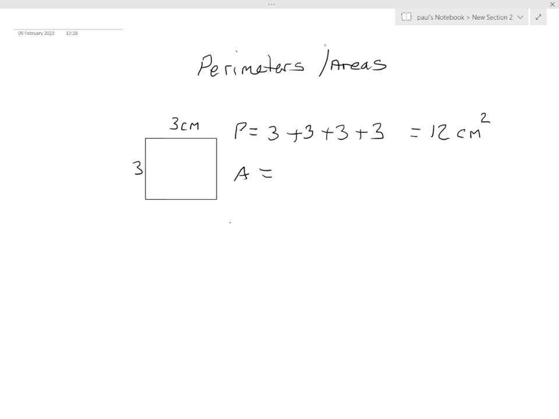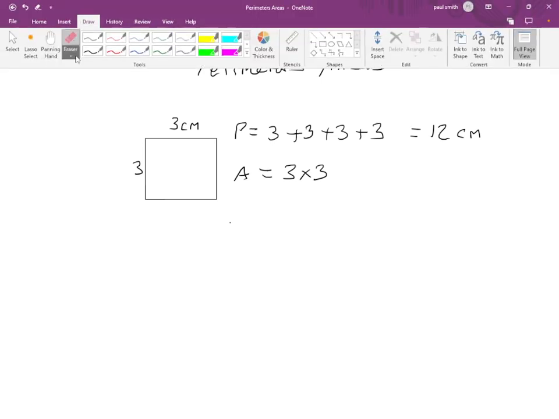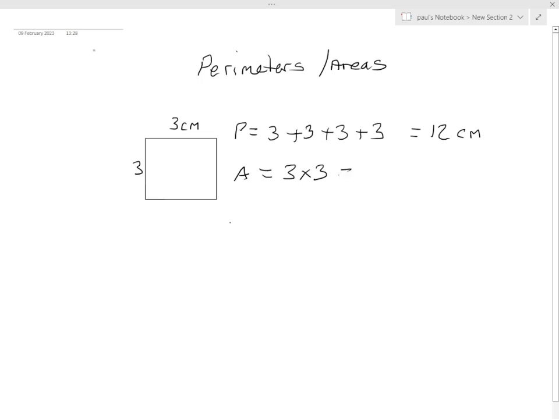Now what we do is we multiply 2 adjacent sides together. So this will be 3 times 3. Oh, made a mistake already. I was rushing on for the area. Right, scrap that. Let's go back to there. And 3 times 3 equals 9 centimeters squared. So the linear measurement is just centimeters, and the square one is just centimeters squared.